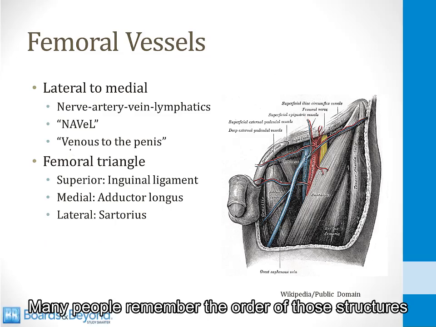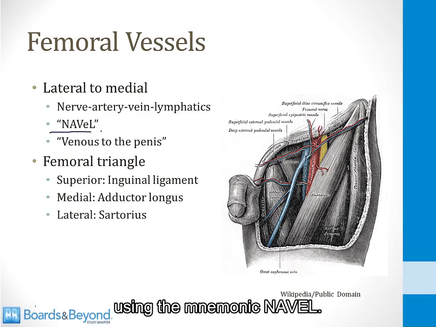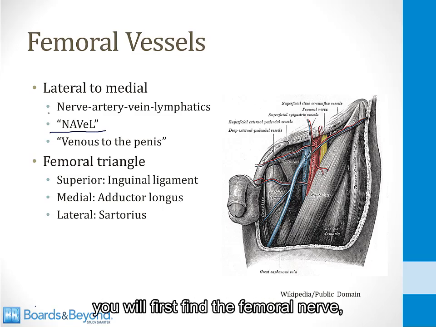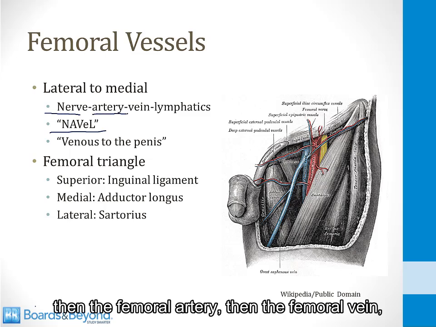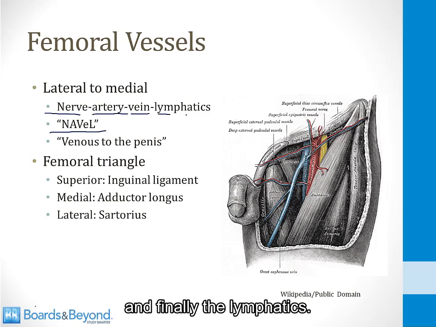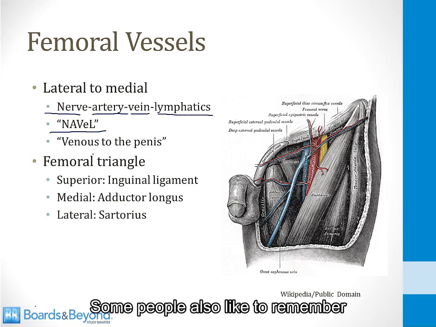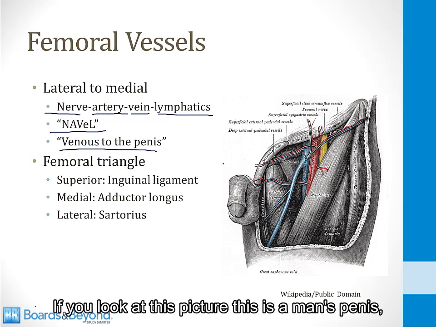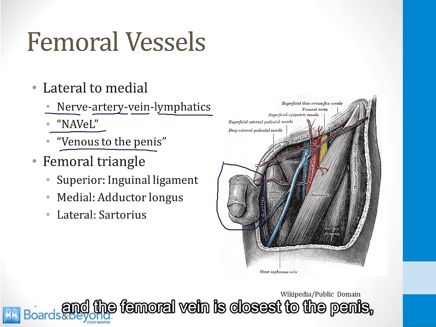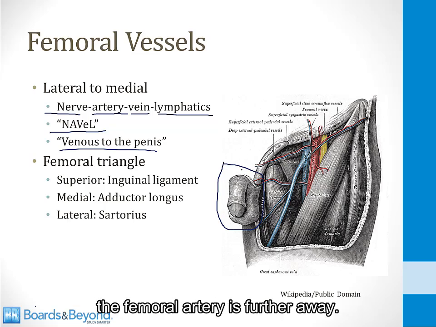Many people remember the order of those structures using the mnemonic NAVEL. If you go from lateral to medial, below the inguinal ligament, you will first find the femoral nerve, then the femoral artery, then the femoral vein, and finally the lymphatics. Some people also like to remember that the venous is to the penis. If you look at this picture, this is a man's penis, and the femoral vein is closest to the penis. The femoral artery is further away.